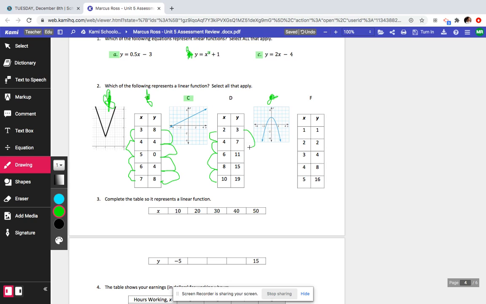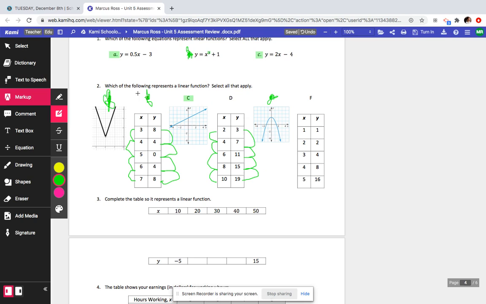3 to 7 is changing by 4. So let's check this one. 7 to 11 is also changing by 4. 11 to 15 is also changing by 4. 15 to 19 is also changing by 4. So this is a linear function.